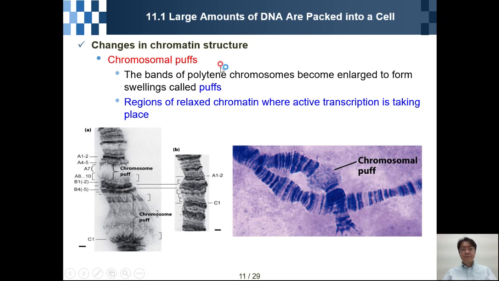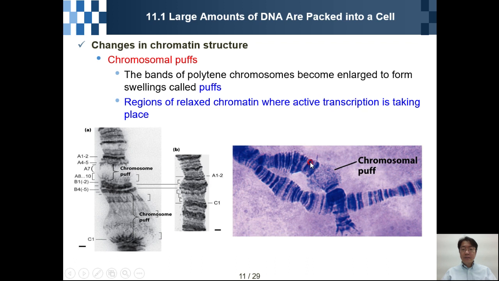So chromosomal puffs are in the bands of the polytene chromosome. These bands of a polytene chromosome become enlarged to form swellings called puffs. So this is a chromosomal puff in the polytene chromosome, and this is also a chromosomal puff. In this region, the chromatin status is relaxed, very relaxed chromatin, and in this region active transcription is taking place.